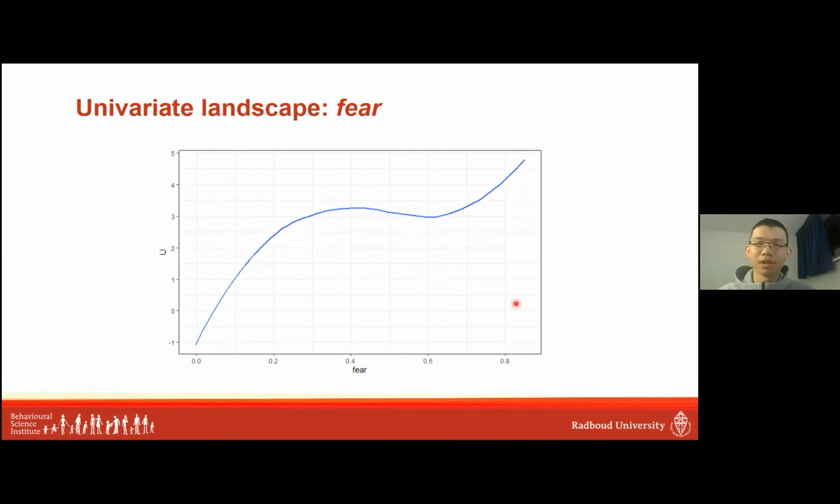First, this is the univariate landscape of fear. As we can see in the graph, there are two stable states of fear. The left one is the normal state, and the right one is the panic state. Both are locally stable, but the normal state is more stable than the panic state. This is also consistent with our theoretical predictions.